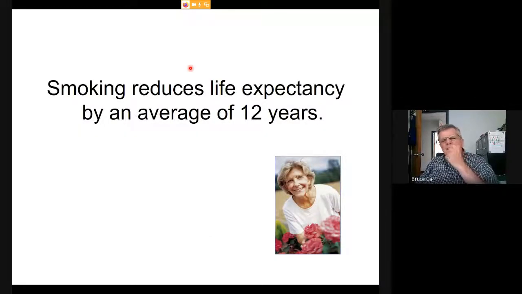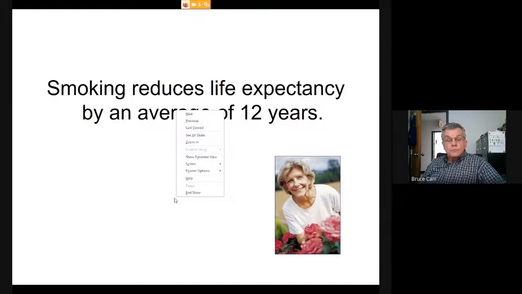Life expectancy, this is one of those medical statistics that come from big data. And there's no doubt that smoking reduces your life expectancy. The average at the time I did this slide was 12 years of reduction in your life expectancy based on smoking.